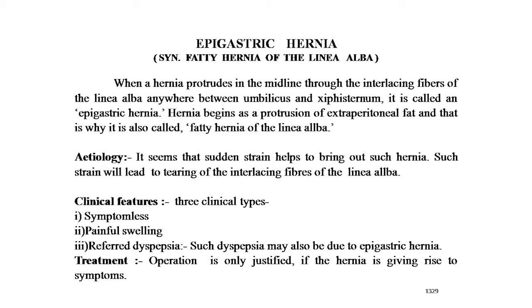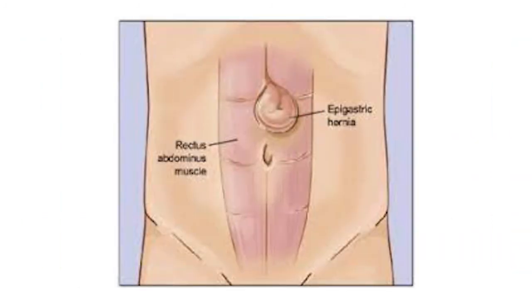Clinical features of the epigastric hernia: three clinical types are there: symptomless, painful swelling and referred dyspepsia. Such dyspepsia may also be due to the epigastric hernia. Treatment: operation is only justified if the hernia is giving rise to symptoms. This is the typical image of the epigastric hernia you can watch on your screen. This is the animated picture of the epigastric hernia. The site of the epigastric hernia is clearly seen between the xiphisternum and the umbilicus. The rectus abdominis muscle is seen.